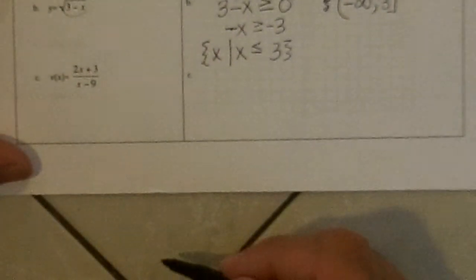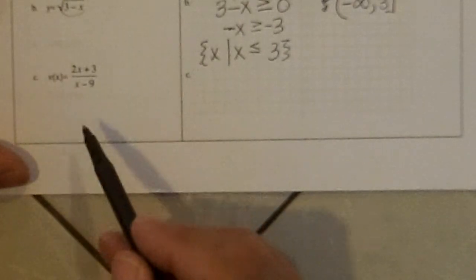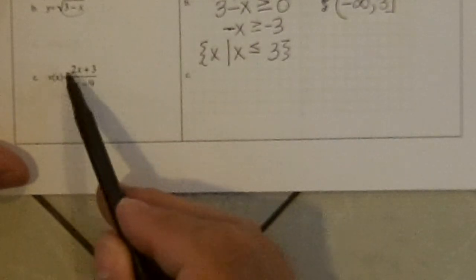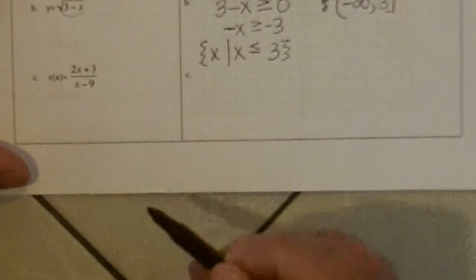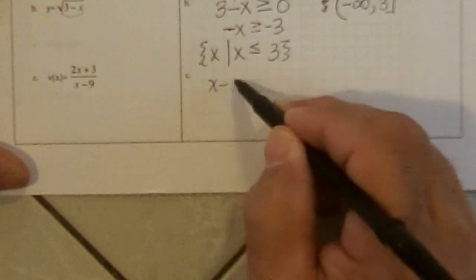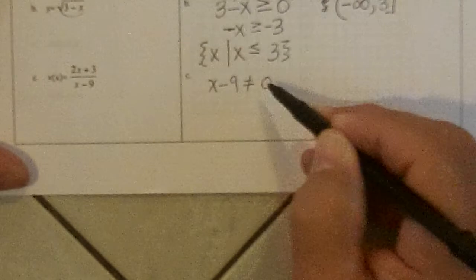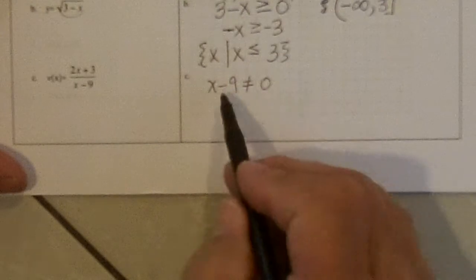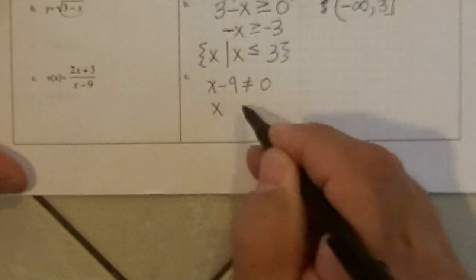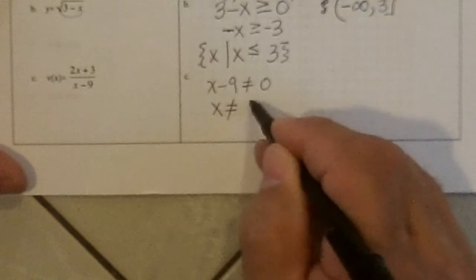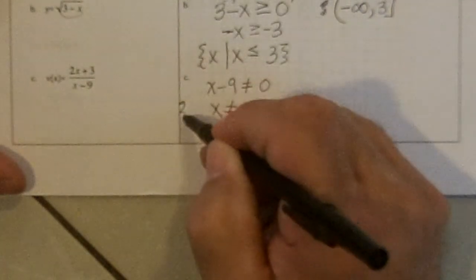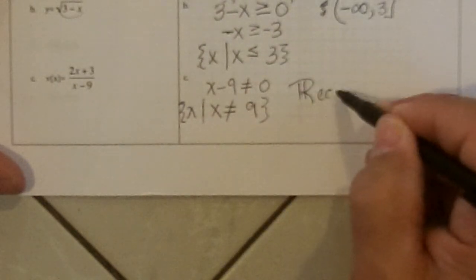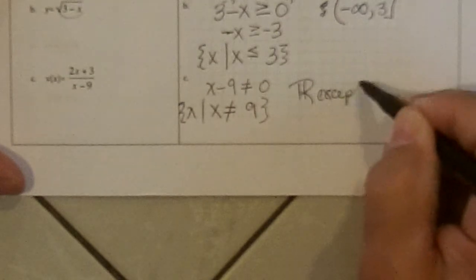And finally, C. I have a division problem. The only time we have a problem with a division problem is if we divide by 0. I don't care if the numerator is 0. The denominator cannot be 0. So x minus 9 cannot equal 0. Now this is not x squared, so we don't add 9 and then take the square root. It's just x. And if I add 9 to both sides, I get x cannot equal 9. So I can write that as set notation, or I can say all reals except 9.